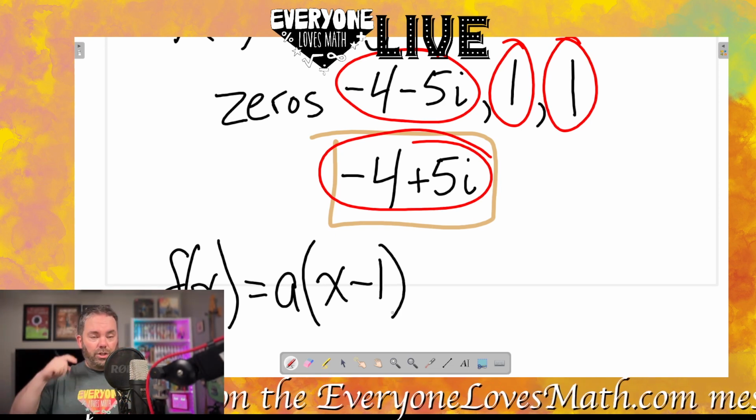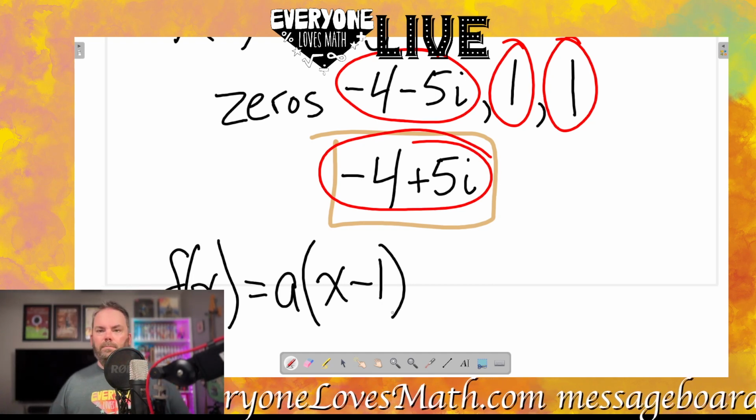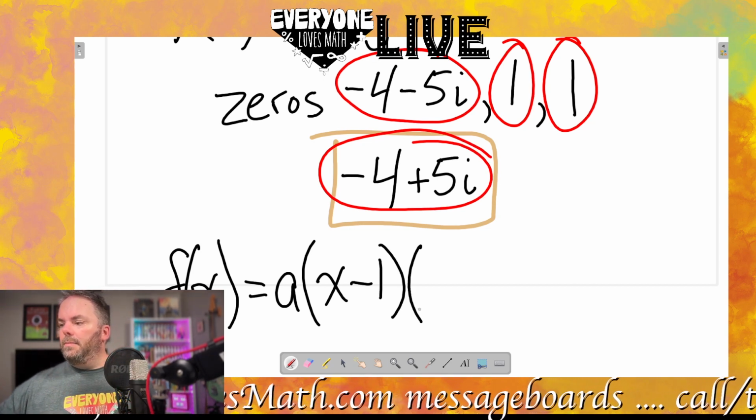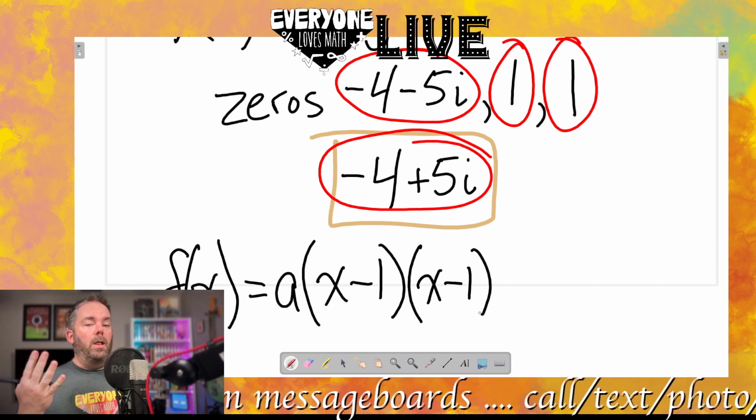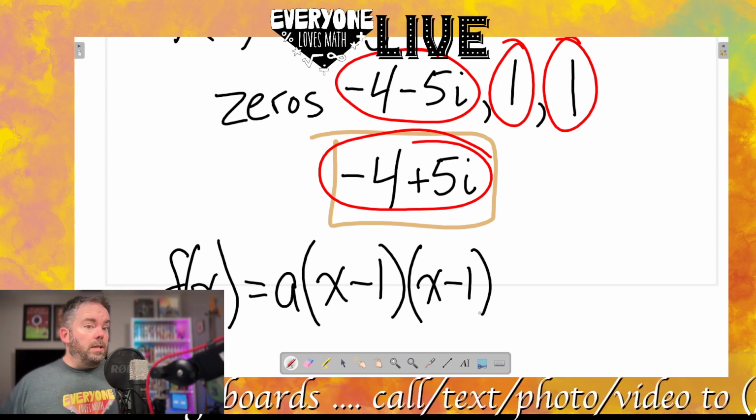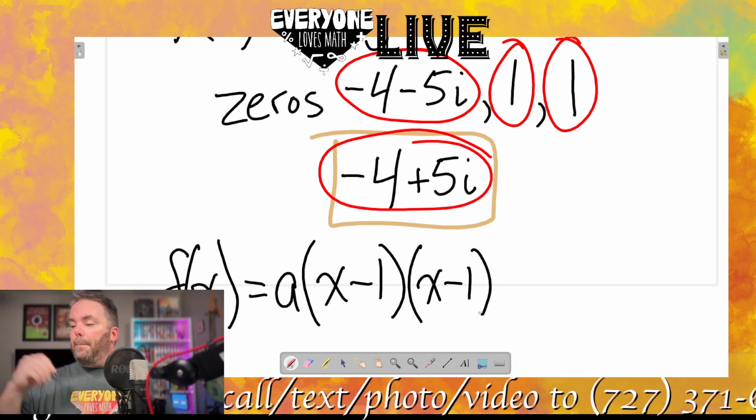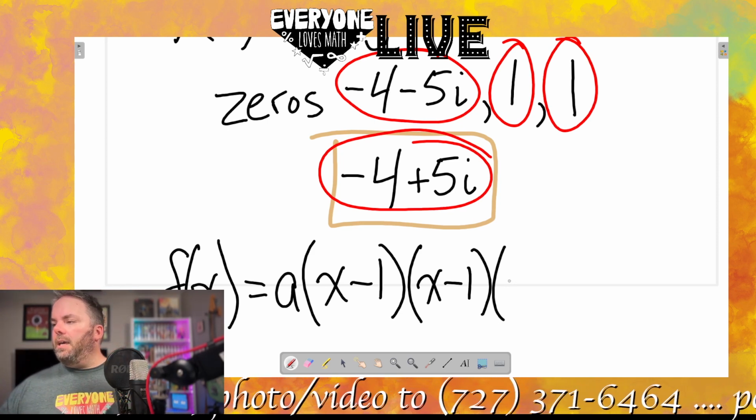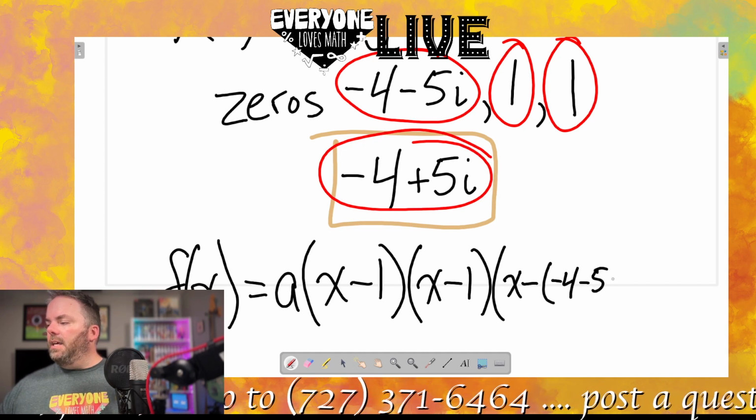Remember that opposite relationship. So this time, instead of asking us for the zeros, they're asking us for the factors. Okay. But remember, 1 shows up twice. So we're going to put another copy of x minus 1 in there. This is a 4th degree polynomial, so we need 4 factors. Okay. Things are going to get a little ugly again, but that's okay. Remember, zeros and factors have that opposite relationship. So if negative 4 minus 5i is a 0, then x minus that, negative 4 minus 5i, is a factor.